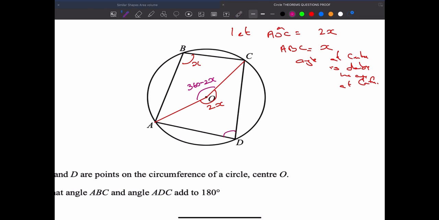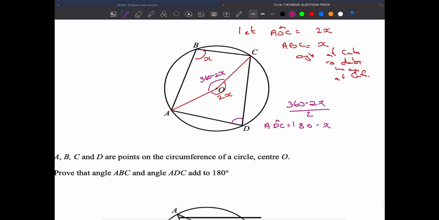So what about this angle? Remember, angle at center is double the angle at circumference. So what do we do? 360 minus 2x divided by 2, which is 180 minus x. What is that angle? ADC is 180 minus x. And what do they want you to do? ABC is x. Add ADC, which is 180 minus x. Then if you add them, that cancels. What's the answer? 180. Hence shown.